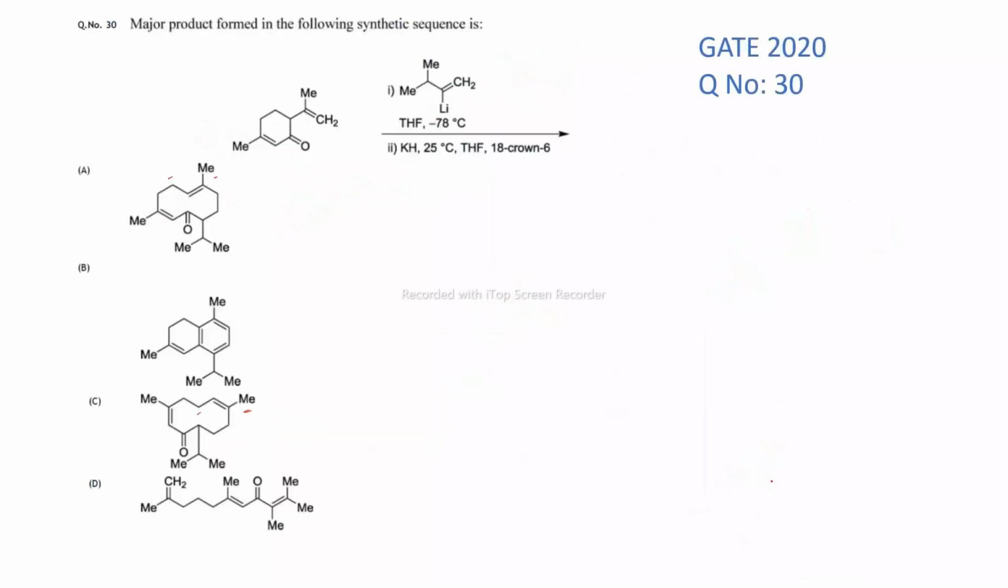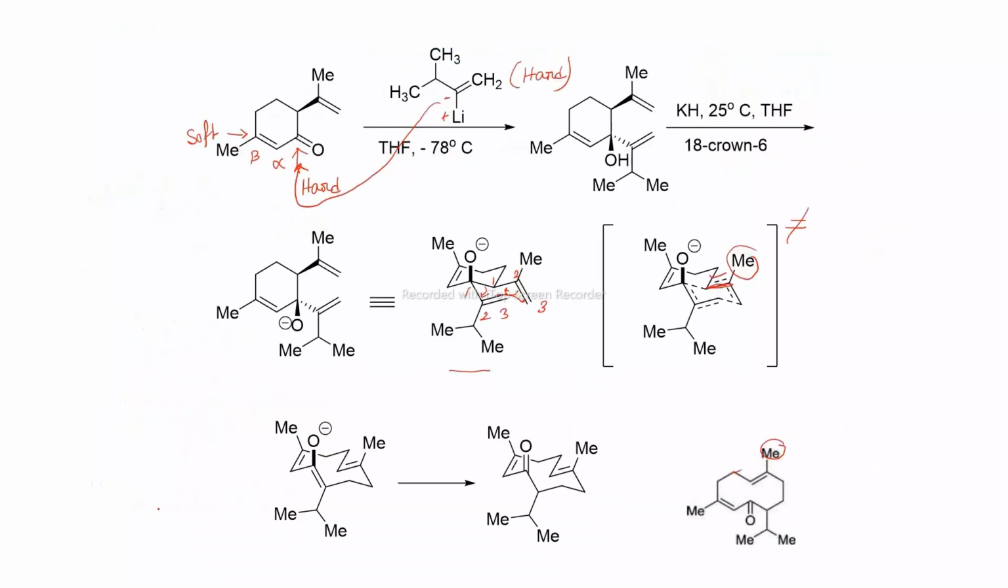So our product will be option A, not option C, because that is not possible. Similarly, there is no question of aromaticity here, because it would be getting more double bonds, which is not possible. This type of ring fragmentation is also not possible. That's why our right option is A. For this type of topic, you can watch the NPTEL video. Thank you.